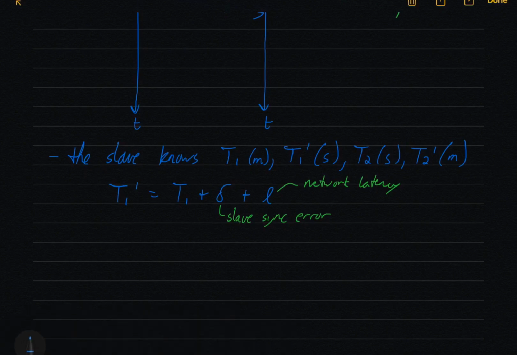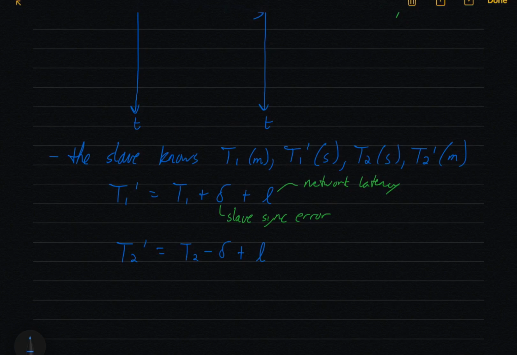And we can create a similar expression or equation for T2. So T2 prime, the time that's recorded at the master, will be equal to the time that the slave says it sent that packet. And in this case, because we're going the other way, we need to subtract the slave's synchronization error away. And that should give us the time at T2, plus the latency again, because the packet's going across the network.